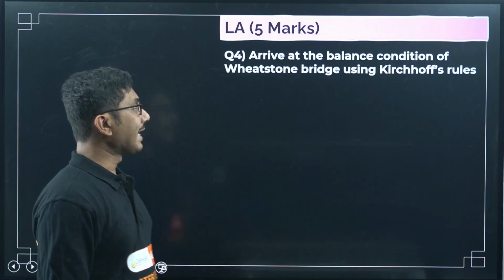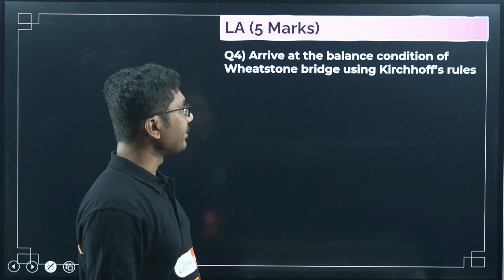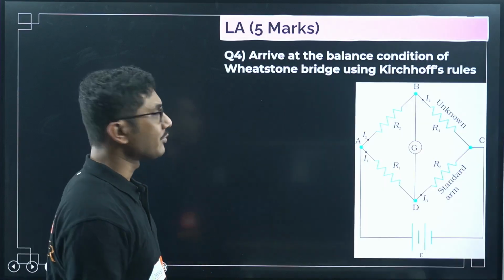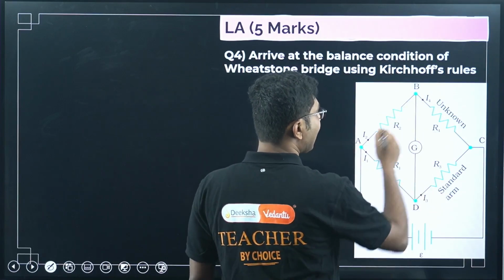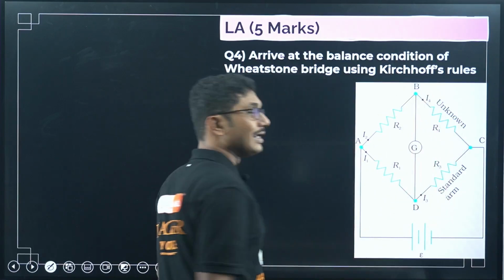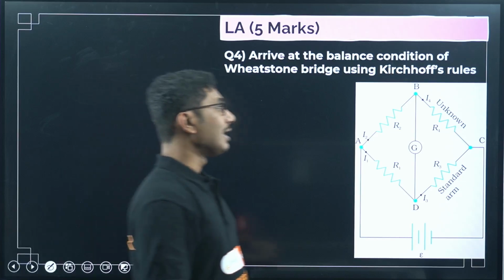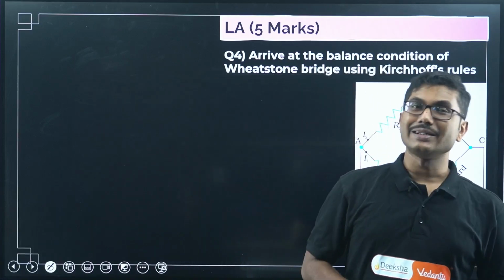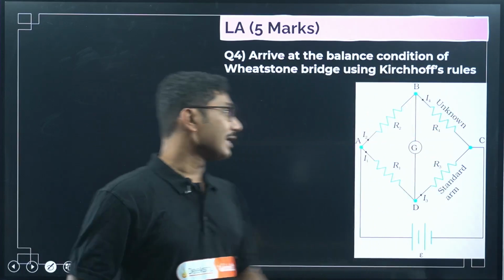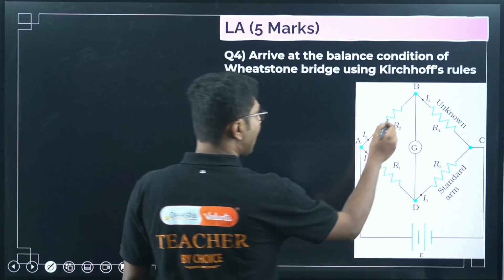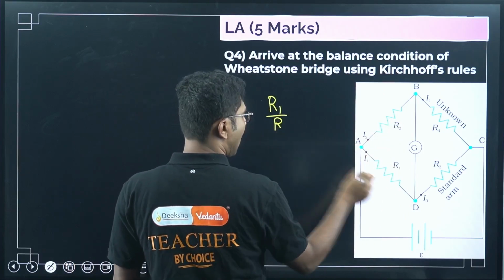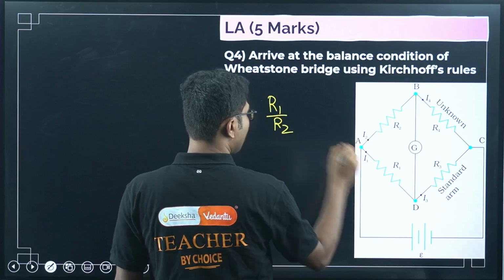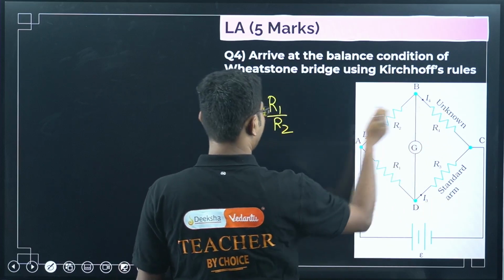Now, derive the balance condition of the Wheatstone bridge using Kirchhoff's law. First of all, you have to draw this diagram, then you have to apply KVL here, KVL here as well. The derivation I have done in my regular lecture of the chapter current electricity, you can check there. And the condition for balancing will be R1 by R2 equals R3 by R4.